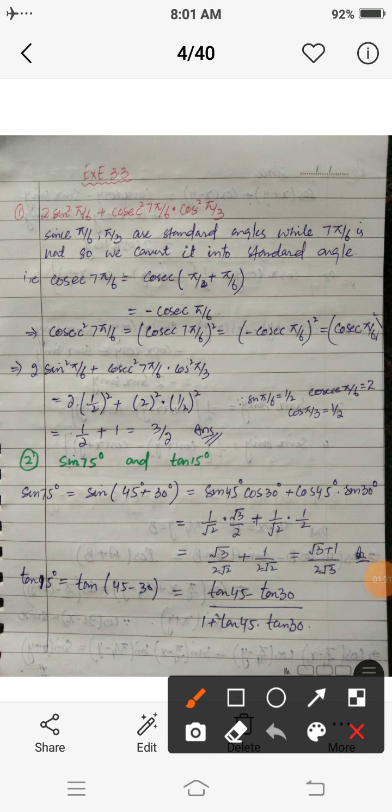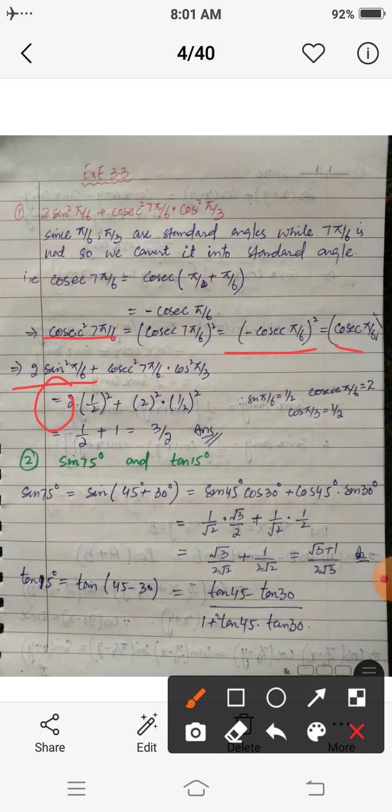Hence the value of cosec² 7π/6 equals (minus cosec π/6) whole squared, or simply cosec² π/6, because minus raised to the power of square, or simply minus squared, is plus. So the value of the trigonometric expression is 2 sin² π/6 + cosec² 7π/6 cos² π/3.